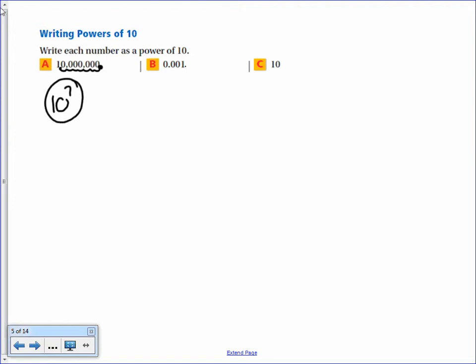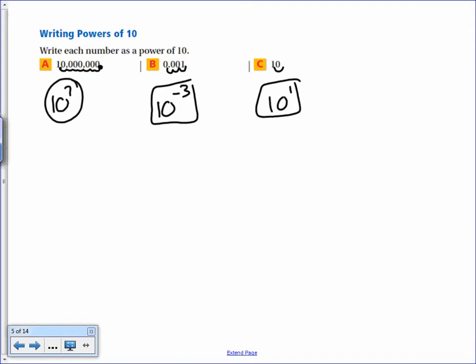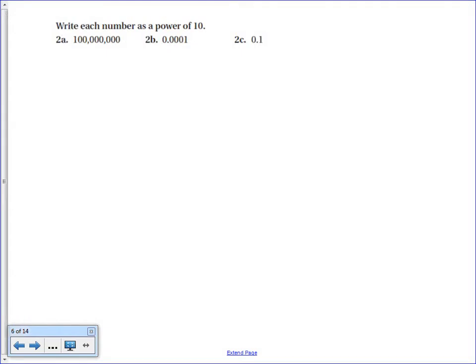This one, on the right side of the 1, I went over 1, 2, 3. So 10, and since I went to the left, it's going to be 10 to the negative 3. And just 10, when I start on the right side of the 1, I went over 1, so 10 to the 1 power. So just writing numbers as a power of 10, going the opposite way.